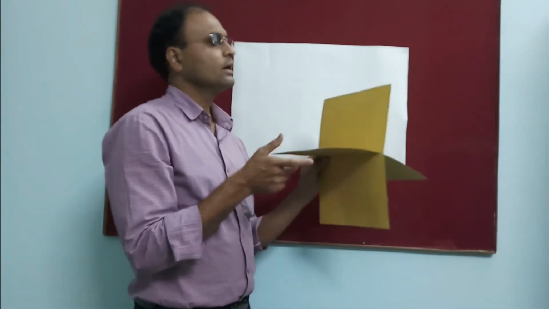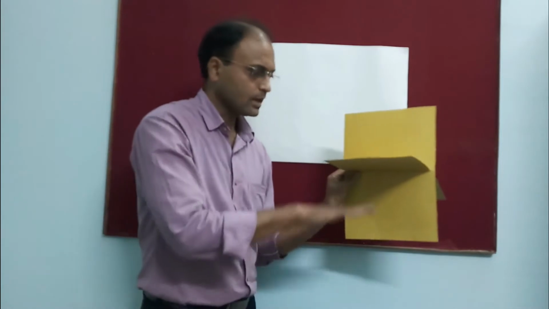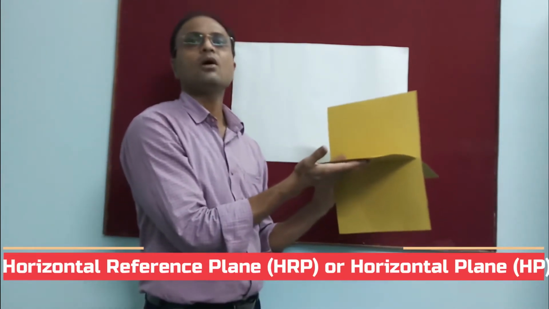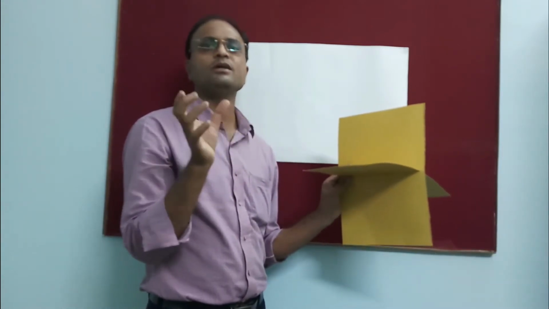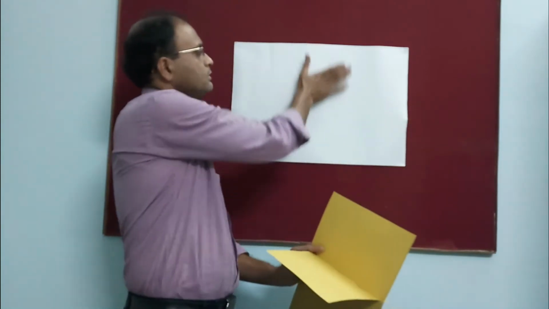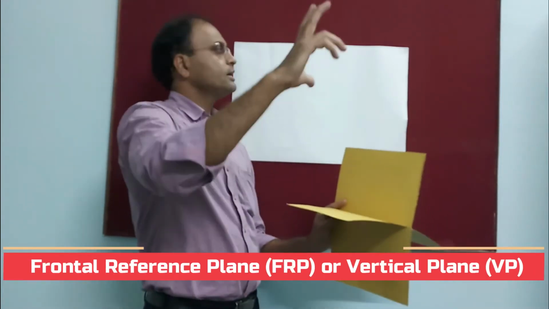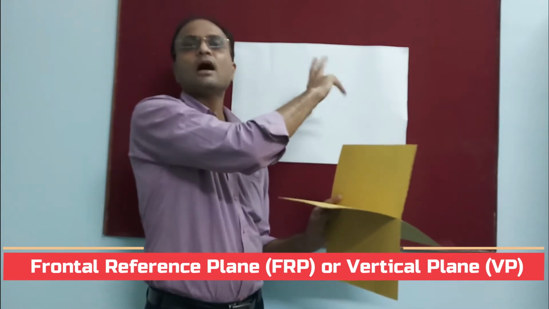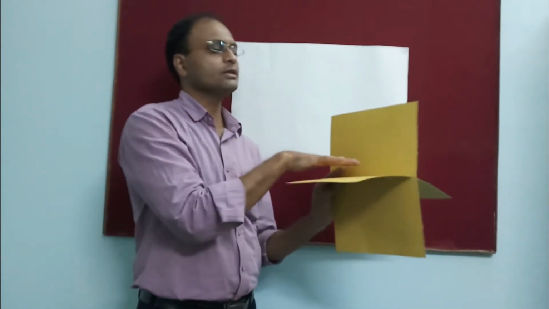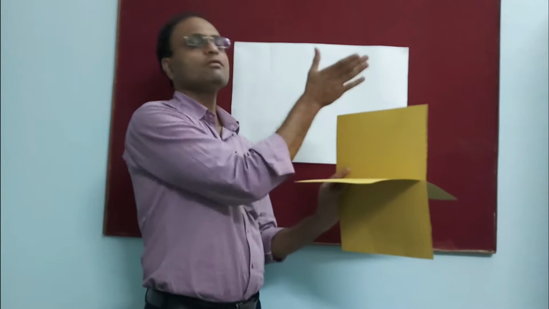As we see here, one plane is parallel to the ground, so that is called the horizontal plane or horizontal reference plane, but we simply call it HP. And the plane which is perpendicular to it, or we can even say the plane which is perpendicular to the horizontal plane, is called the frontal reference plane, FRP, or we also call it the vertical plane, simply VP. So for the purpose of discussion, I will be using the terms HP for horizontal plane and VP for vertical plane.